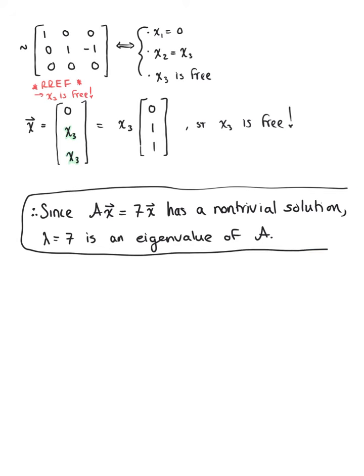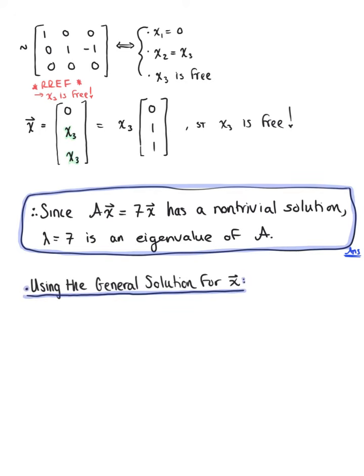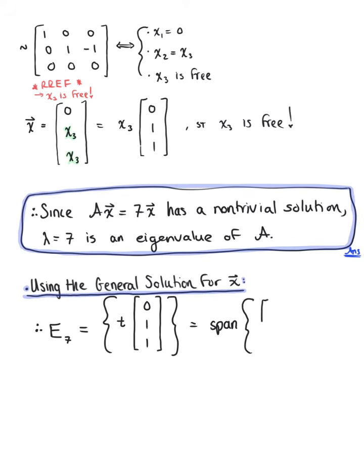Now, this question also asks us to identify a basis for the eigenspace. Using this general solution, we can say that the eigenspace E sub 7 is equal to the set of all scalar multiples t times the vector 0, 1, 1. Remember, alternatively, we can write this eigenspace as the spanning set. So this is the span of the vector 0, 1, 1. Beautiful.